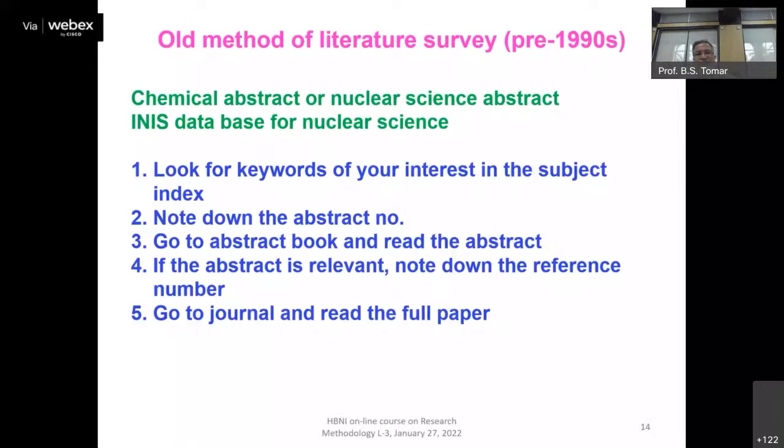So you see, it's a three-step process to do literature survey. First, read the subject index, go to the abstracts, then go to journal papers. And we used to spend months together in the library noting down these numbers in the register.